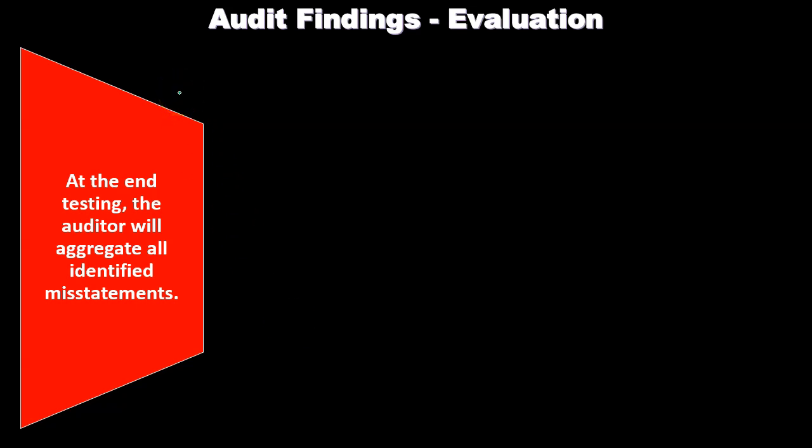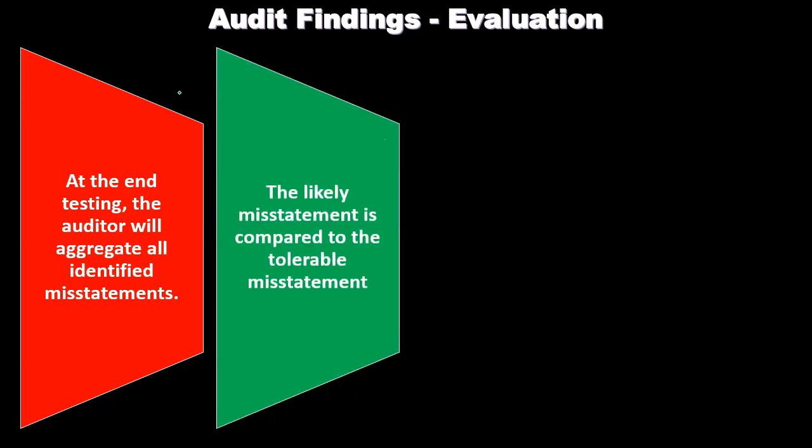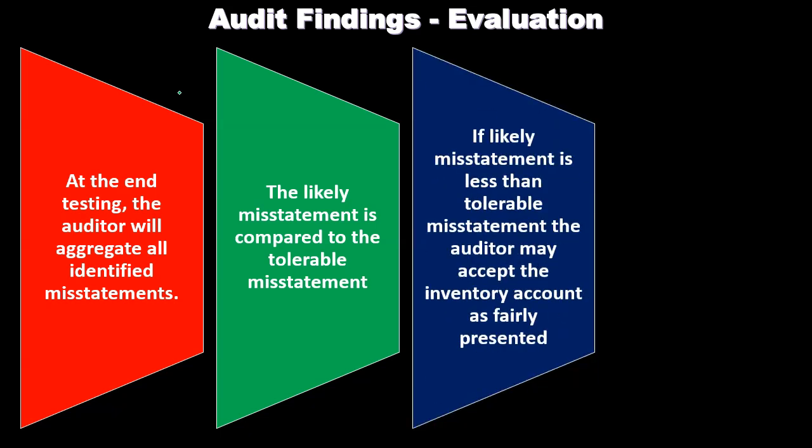Audit findings, evaluation. At the end of testing, the auditor will aggregate all identified misstatements. So we're going to aggregate together the identified misstatements. The likely misstatement is compared to the tolerable misstatement. So the likely misstatement that we aggregate together compared to the tolerable misstatement. And that's what we planned on that would be tolerable for the audit process.